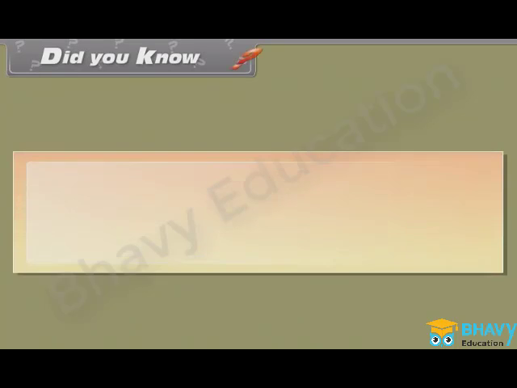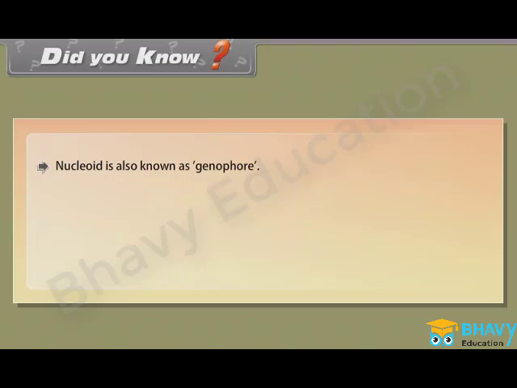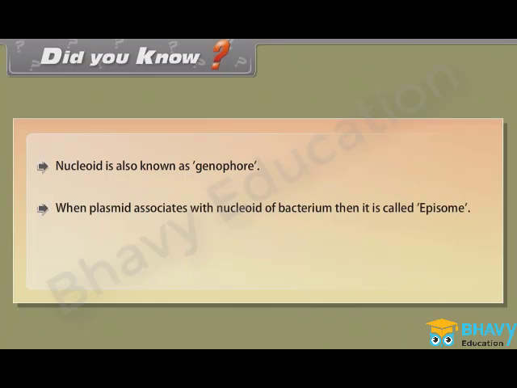Did you know? The nucleoid is also known as the genophore. When a plasmid associates with the nucleoid of a bacterium, it is called an episome. In mycoplasma, the cell wall is absent.